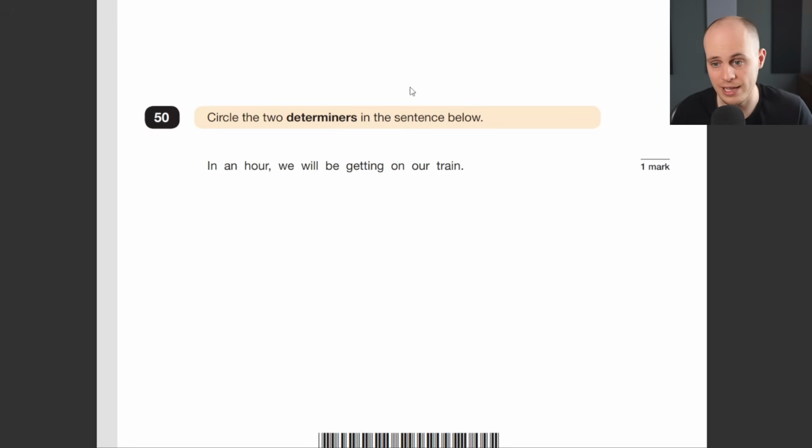So let's do number 50. Here we go. Circle the 2 determiners in the sentence below. Determiners determine how many of the noun, how much or what the noun is, okay? So in an hour, an is our first determiner. It's a very common determiner, like the, a or an are often taught as determiners. It determines the noun, which is hour. We will be getting on our train. There's the noun, and here is the determiner before it.